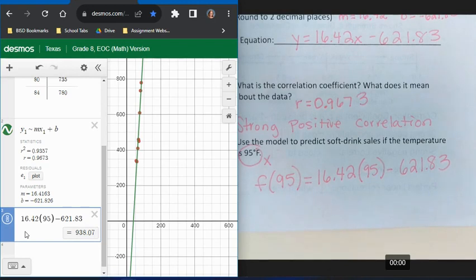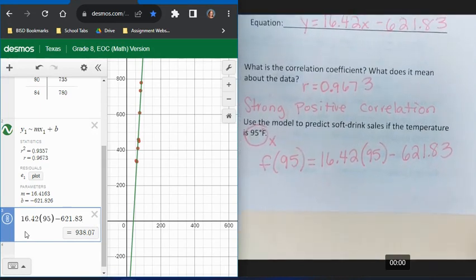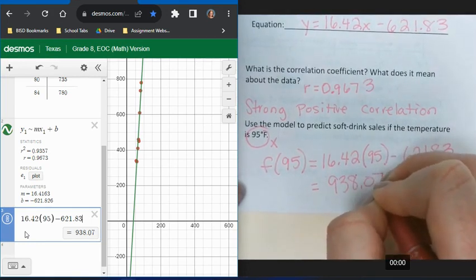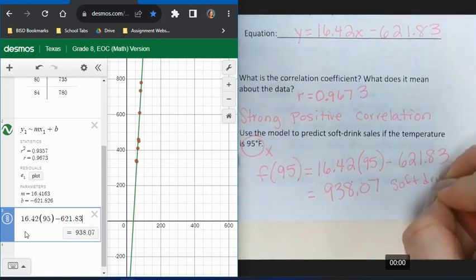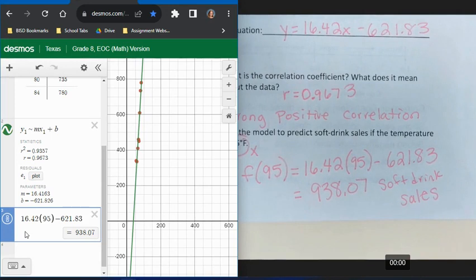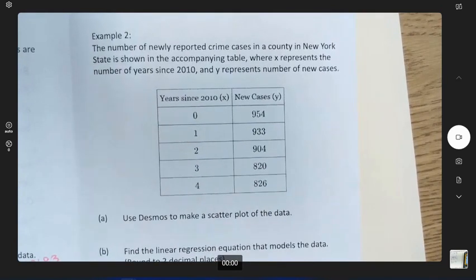938.07. So use the model to predict soft drink sales at 95 degrees Fahrenheit. So that equals 938.07. And we're talking about soft drink sales. So whenever it's 95 degrees outside, it's predicted that they're going to sell 938 soft drinks. That's what that means. All right, so go ahead and do example 2, and then we're going to look at it.